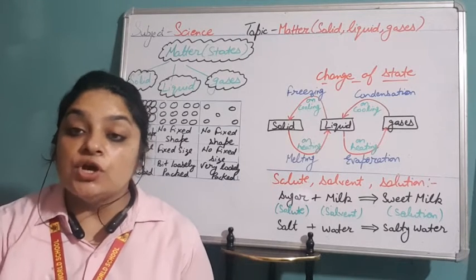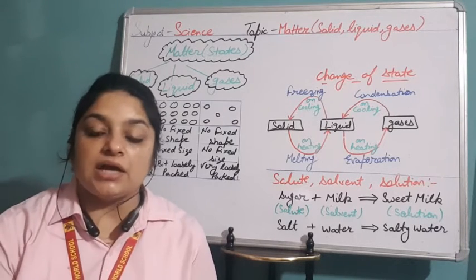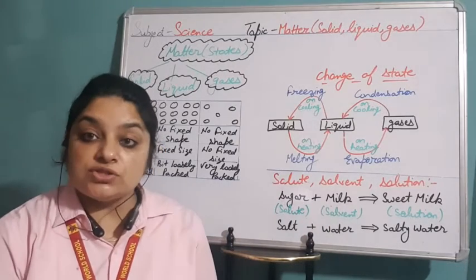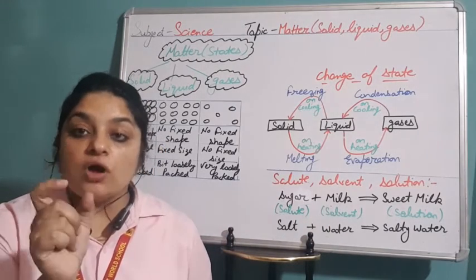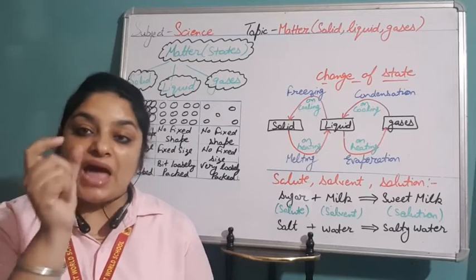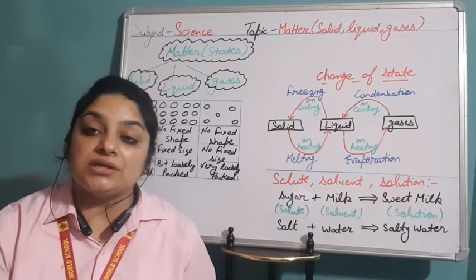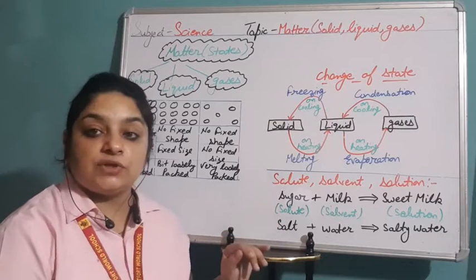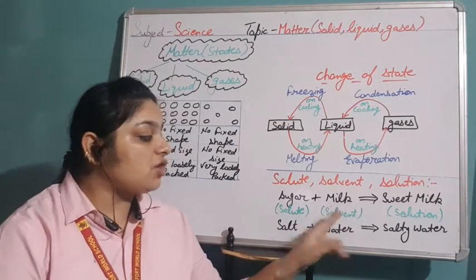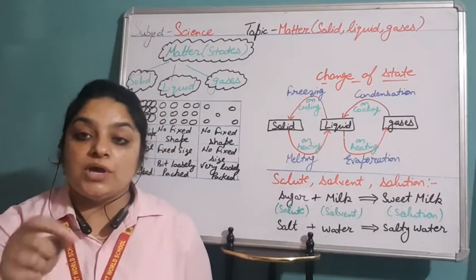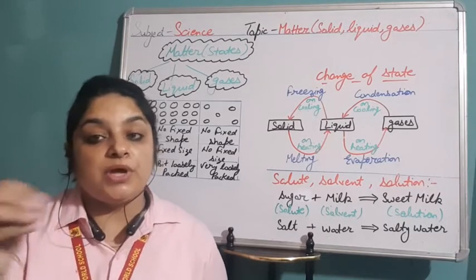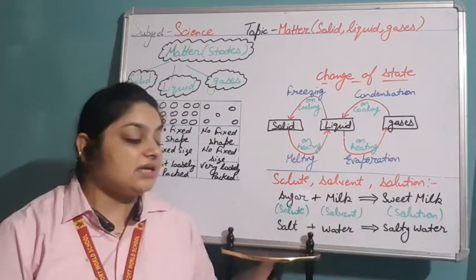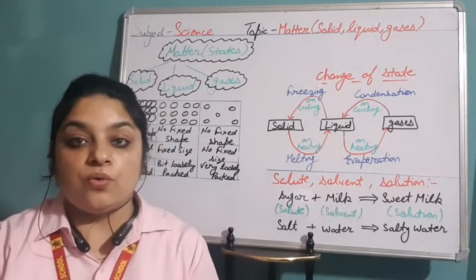So what is a solution? A solution is what we get after mixing the solute and solvent together. Now what is a solute? Solute is the small amount of solid which we add into the solvent to prepare the solution. So here, sugar and salt are examples of solute. And what is a solvent? Solvent is the liquid in which we mix the solute to prepare the solution. So here, milk and water are examples of solvent. So this was the whole chapter.